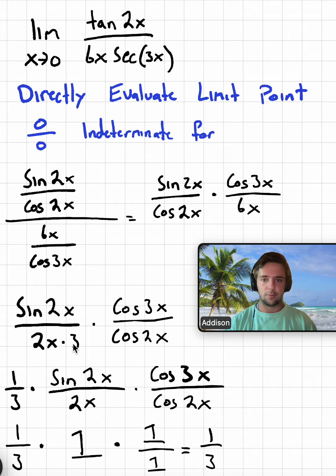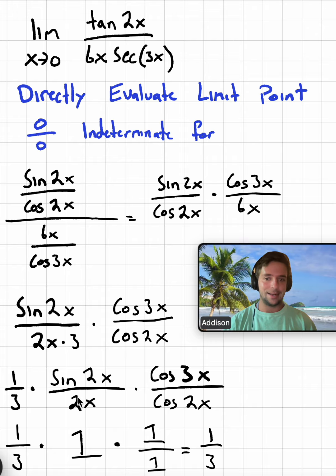And what that does for me is in the next step I can pull out this 3 as a third here, and now I have sine of 2x over 2x. And of course this is the same thing as sine of x over x, because I can just simply define 2x here as a new variable y. Meanwhile, what's left over is cosine of 3x over cosine of 2x. Okay? Now I can simply evaluate the limit.